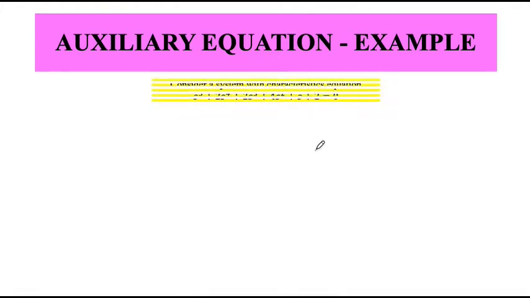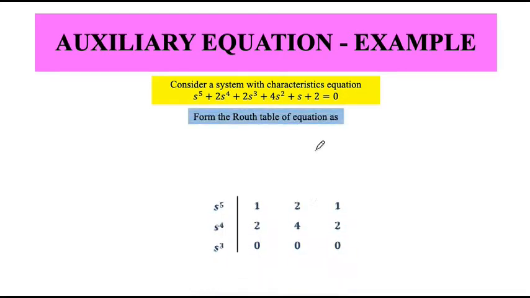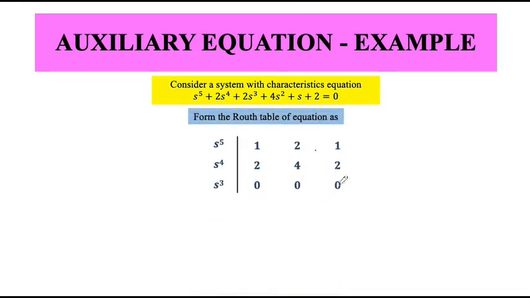so let's do another polynomial here. I have s to the power 5 plus 2s^4 plus 2s^3 plus 4s^2 plus 2 equals 0. So I construct my Routh table. I have for s^5: 1, 2, 1, then 2, 4, 2 sitting here. So when you have things like this, you could just divide this with its common factor.